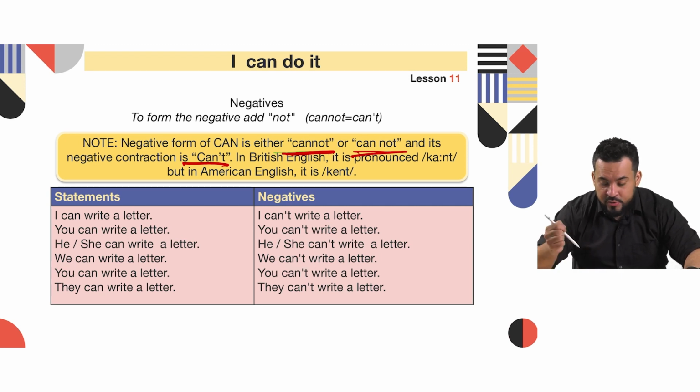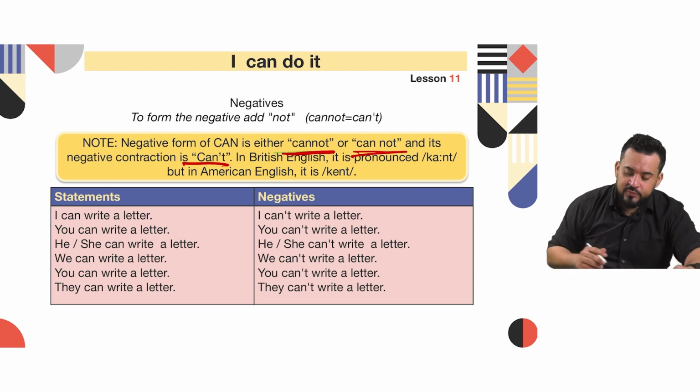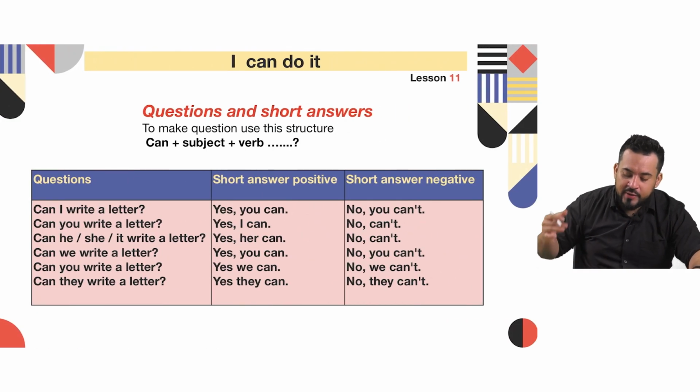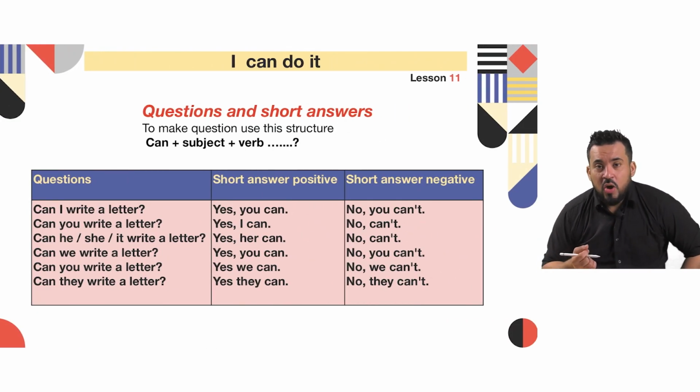You can write a letter. You can't write a letter. They can write a letter. They can't write a letter. Easy peasy. All right.